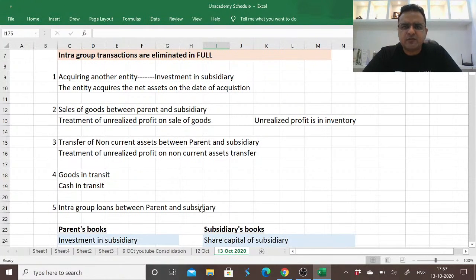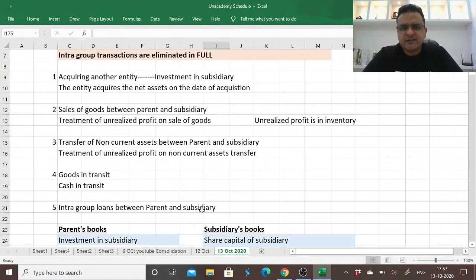Second, we dealt with sale of goods between parent and subsidiary. If parent sells goods to subsidiary, make the adjustment in working note number 5. If subsidiary sells goods to parent, make the adjustment in working note number 2. On the face of the balance sheet, we need to eliminate unrealized profit from inventory. Direction of sale is irrelevant in this case.